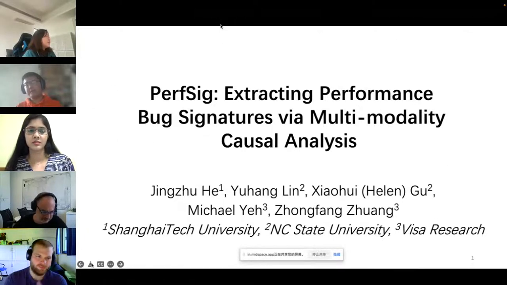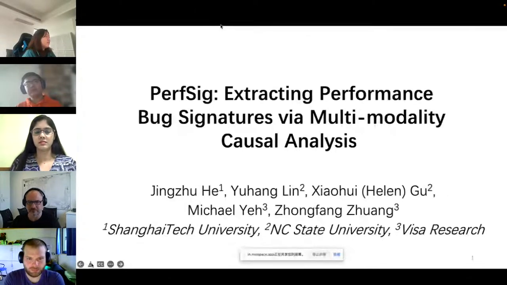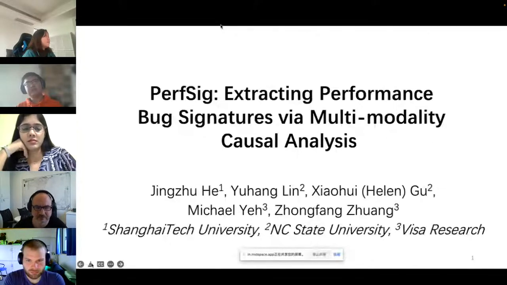So hello everyone, I'm Jing Ru from Shanghai Tech University. Today I will present PERFSIG, extracting performance bug signatures by multimodality causal analysis.